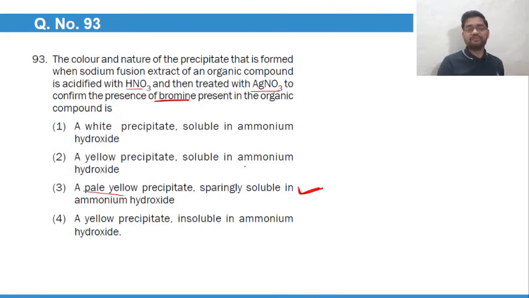But care must be taken that yes, it is sparingly soluble in ammonium hydroxide. If two options are given, I'll select the option where sparingly soluble is mentioned. So 93, option number 3 will be the best answer.